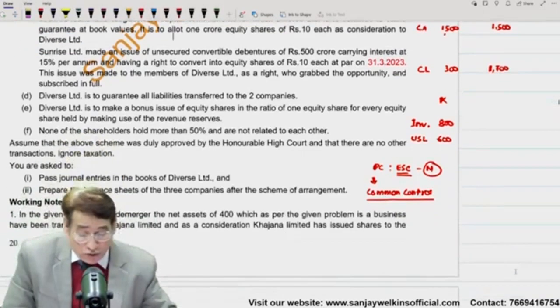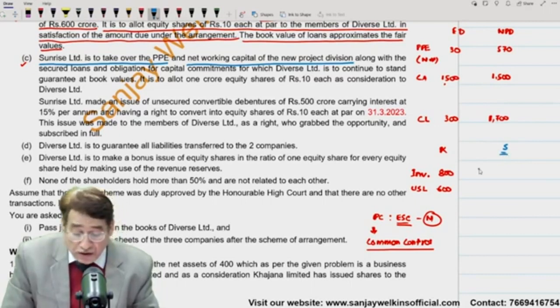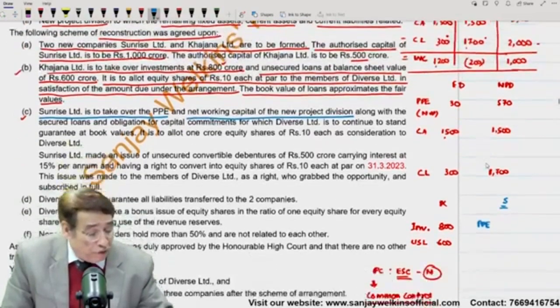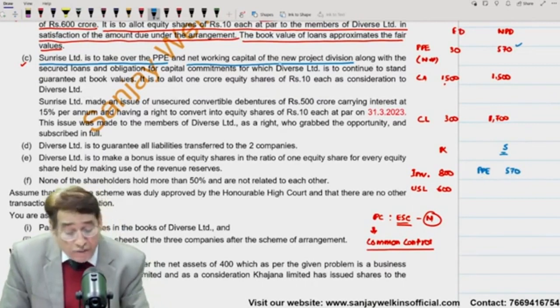Now we come over to Sunrise Limited. As far as Sunrise Limited is concerned, so far the information is that Sunrise Limited is taking over property, plant and equipment of the new project division. The net value of property, plant and equipment of the new project division is 570. Further, it is given the net working capital of the new project division.